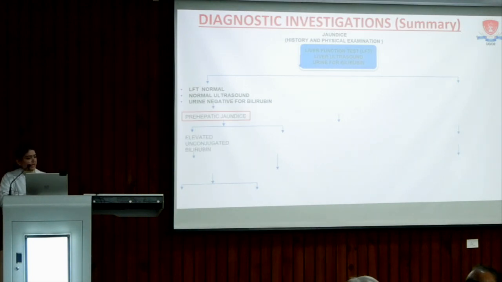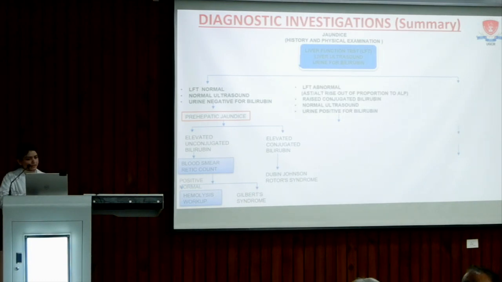So we will look for elevated unconjugated bilirubin and then go for a blood smear or reticulocyte count to rule out hemolysis. If it is positive, then it indicates jaundice due to hemolysis, and we will go for a hemolysis workup. Whereas if it is negative, then it indicates Gilbert syndrome. If there is elevated conjugated bilirubin, it indicates Dubin-Johnson and Rotor syndrome.